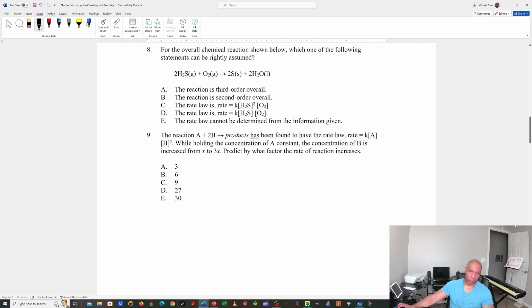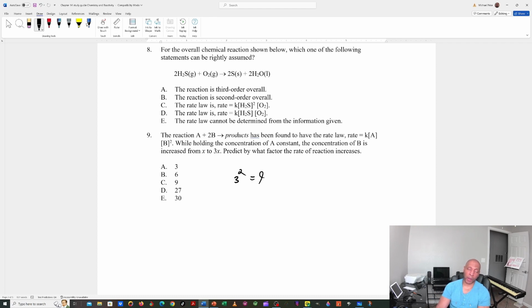Number 9, the reaction A plus 2B yields products has been found to have the rate law: rate is equal to k times the concentration of A times the concentration of B squared. So it means it's first order with respect to A, second order with respect to B, third order overall. While holding the concentration of A constant, the concentration of B is increased from X to 3X. Predict by what factor the rate of the reaction increases. Now notice A was constant, but B increased from X to 3X. All you have to do is take a 3 and square it, and you get 9. So the answer is 9.